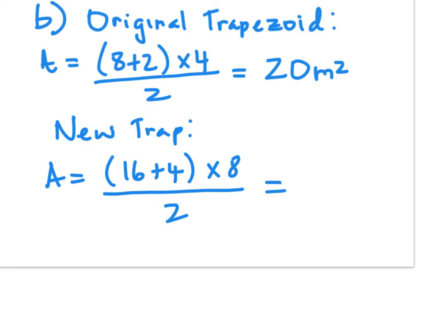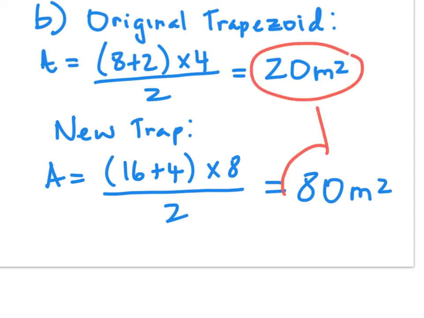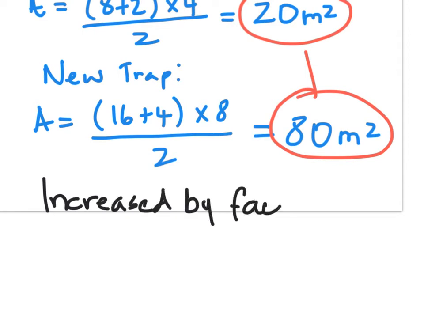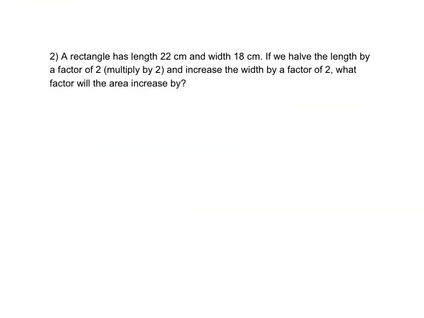16 plus 4 is 20. 20 times 8 is 160, divided by 2 is 80 meters squared. So the area has gone from being 20 meters squared to being 80 meters squared. So what factor did it increase by? What do I have to multiply the first one by to get the second one? Okay, so it multiplies by 4, so increased by a factor of 4. Okay? Basic questions you can get.